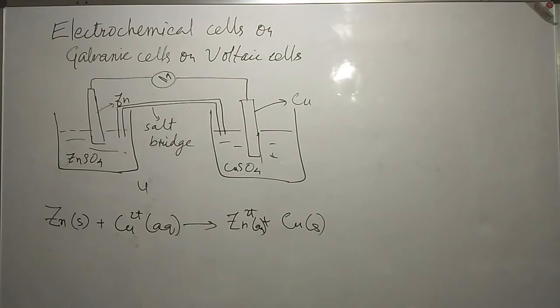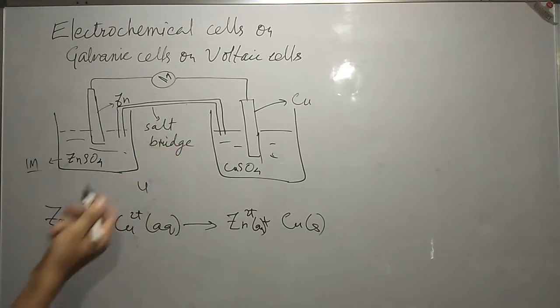Let us take one example for the explanation of the working of electrochemical cells. So let's take the example of the zinc and copper redox reaction, where zinc undergoes oxidation and copper undergoes reduction. We have two beakers. In one beaker, a zinc rod is dipped in zinc sulfate solution of 1 molar concentration. In the other beaker, a copper rod is dipped in copper sulfate solution, and both are of 1 molar concentration.